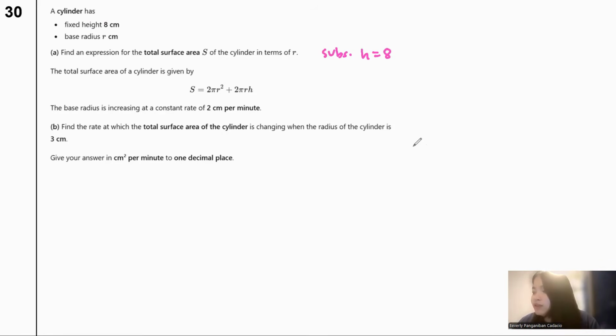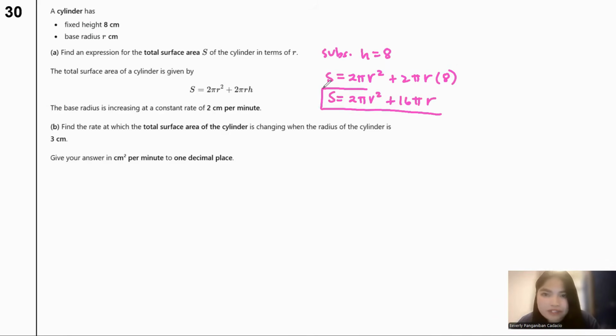So what you just need to do is substitute h equal to 8, because the fixed height is equal to 8 centimeters. Put that in your formula, which is S equals 2 pi r squared plus 2 pi r h. Instead of h, you put 8. Arrange it properly: 2 times 8 will be 16 pi r. And that's it. This is like a bonus already because it's very easy. Now, let's go with letter B. Please take time to read the given before continuing to listen here, or else it will be a little bit confusing.